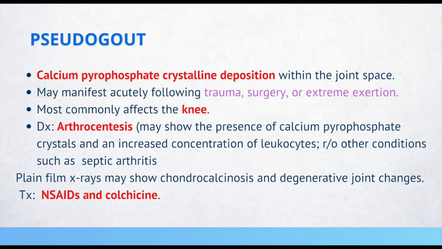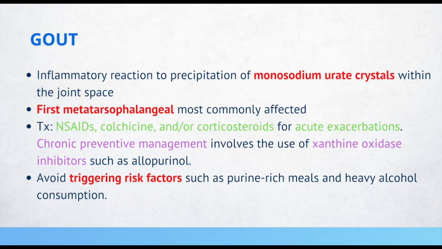So since we just talked about pseudo-gout, now let's talk about gout. Gout is an inflammatory reaction to the precipitation of monosodium urate crystals within the joint space. It typically affects the first metatarsophalangeal joint. To treat these patients, you want to give NSAIDs, colchicine, and/or steroids for acute exacerbations.